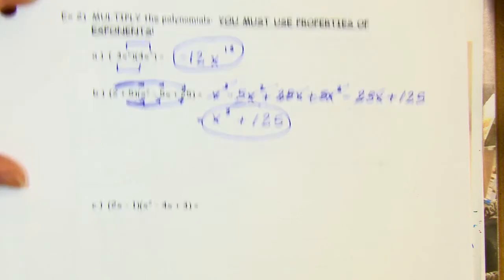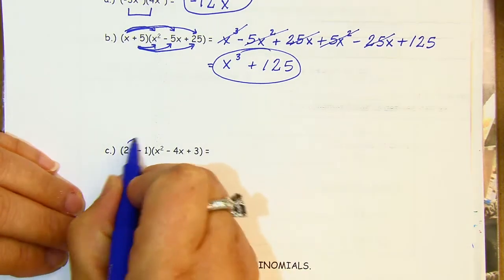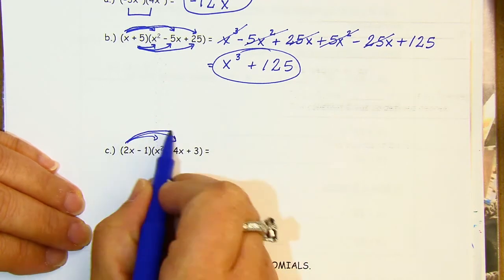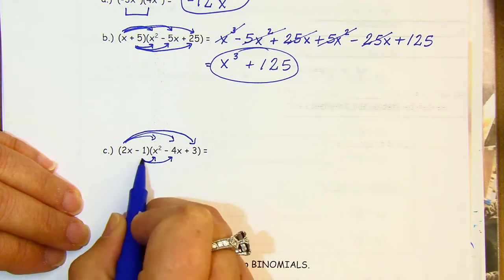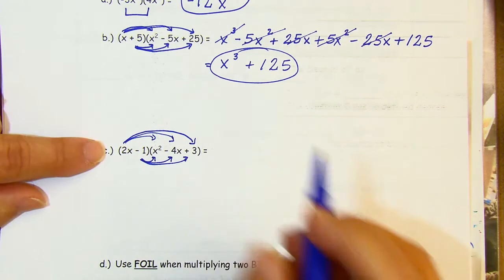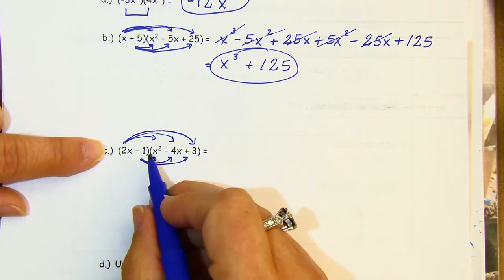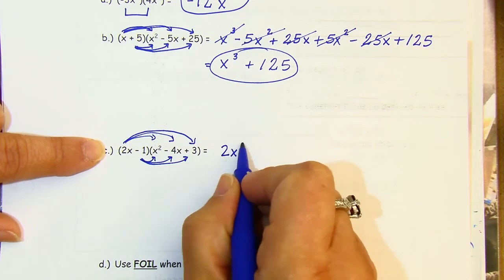Next one, same type of problem where we are going to double distribute. So 2x with each one of these, and a negative 1 with each one of those. Watch your signs. So 2x times x squared. So I'm going to multiply each by 2 and then bump it up by power of x. So 2 times 1 is 2. That's going to be x to the power of 3.